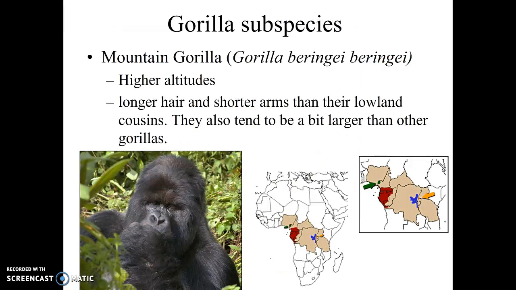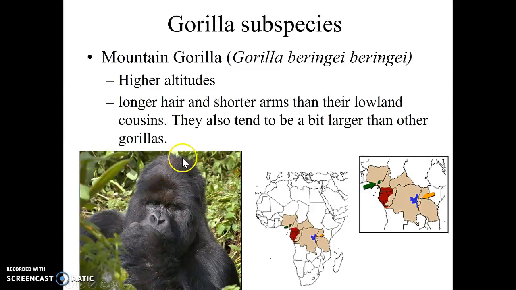My favorite example of a geographic isolation or geographic barrier happens to be with the gorilla species in Africa. Right here we take a look. These are our species. We've got the green right here, we've got the red right here, and we have the bluish over here. This right here is what we call the mountain gorillas. That's the one that we see here in the picture. Take a good look at what this guy looks like.